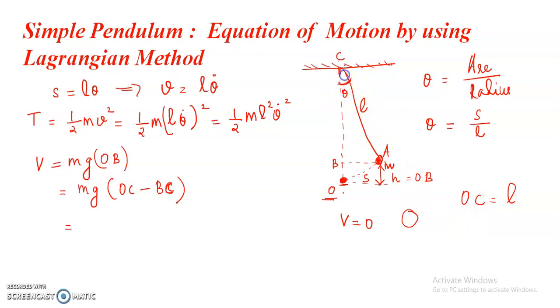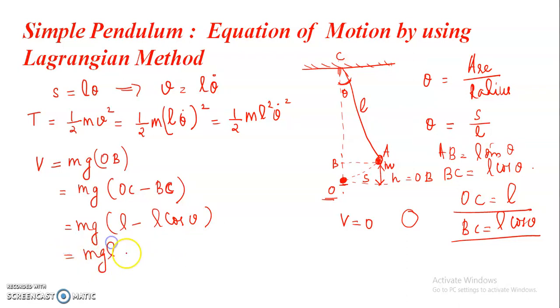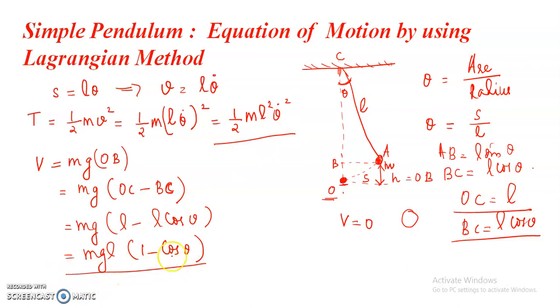From this picture, we can say that AB equal to L sin theta. Also BC equal to L cos theta. OC equal to L and BC equal to L cos theta. So this is equal to mg into L minus L cos theta, that is equal to mgL into 1 minus cos theta. So kinetic energy is half m L square theta dot square and potential energy is mgL into 1 minus cos theta.